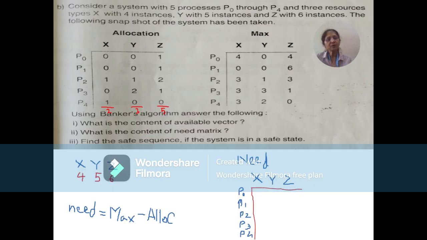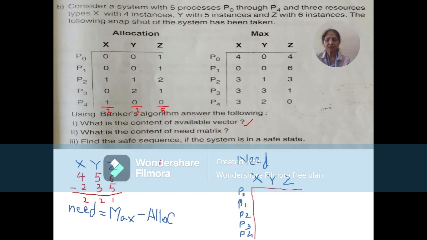So if we want to find the content of the available matrix, what we have to do? We have to subtract these numbers 2, 3, 5 from 4, 5, 6. So let's subtract. This is 2, 3 and 5. So what are we getting? 6 minus 5 is 1. 5 minus 3 is 2 and 4 minus 2 is 2. So they have asked us what is the content of available matrix.